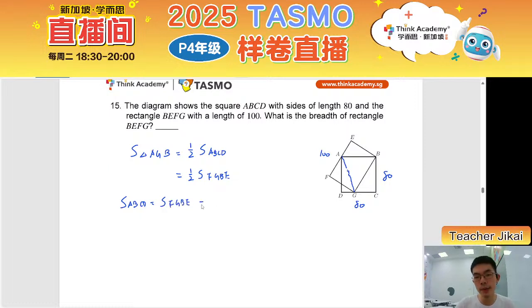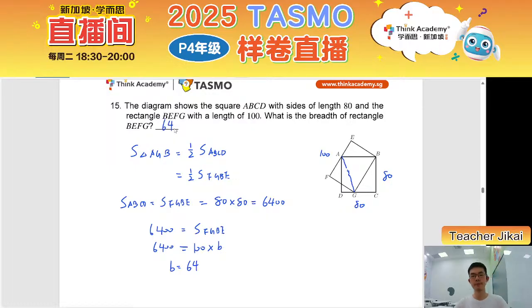So do we know ABCD's area? Yes, we do. It is 80 times 80, right? The side length is 80. So it is 6400. So 6400 will be equal to the area of the FGBE, which is 100 in length times the breadth. So the breadth here will be 64.